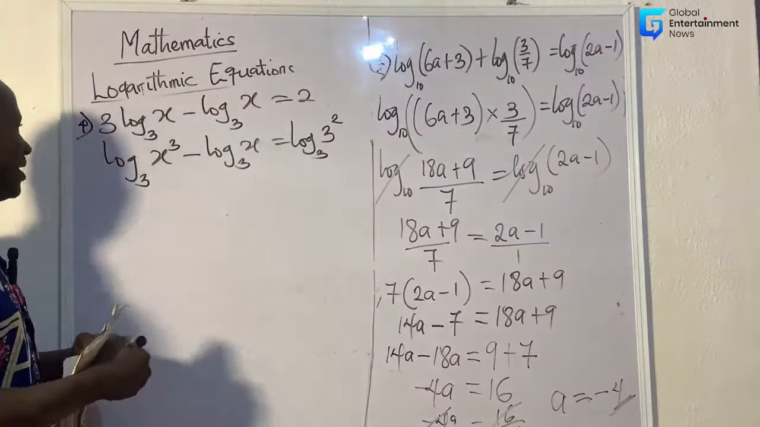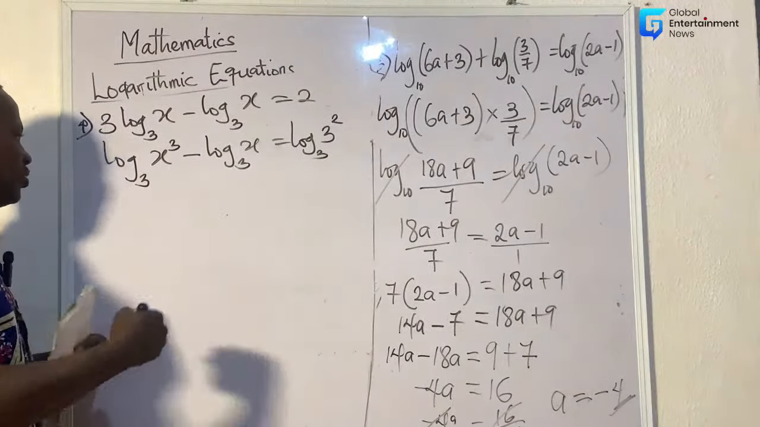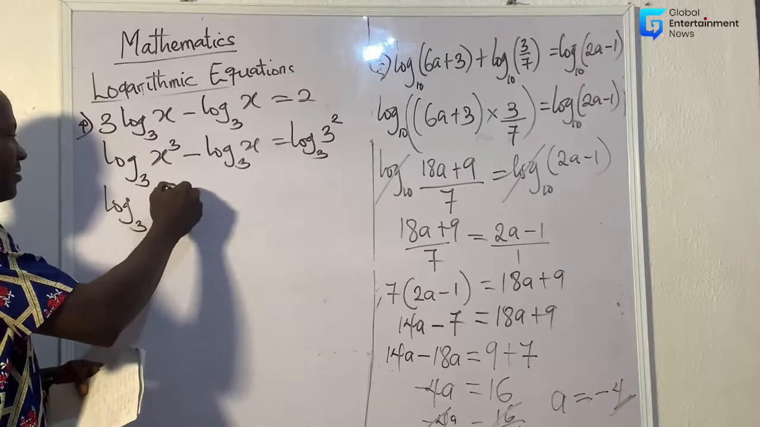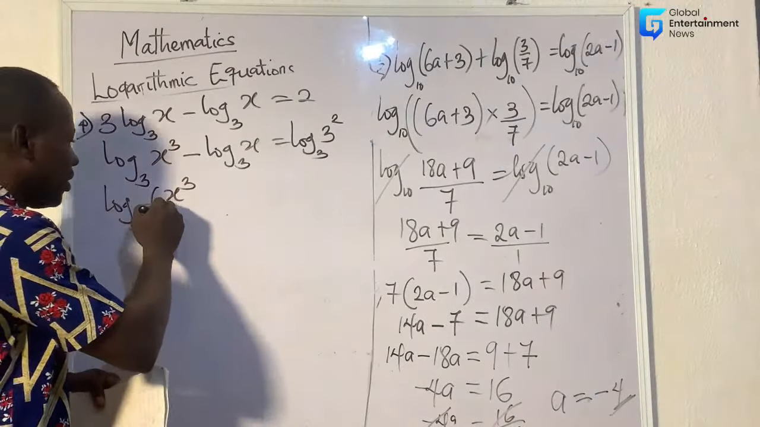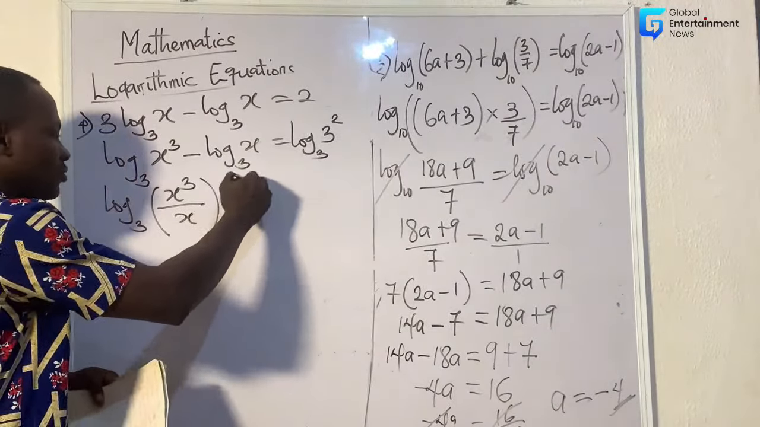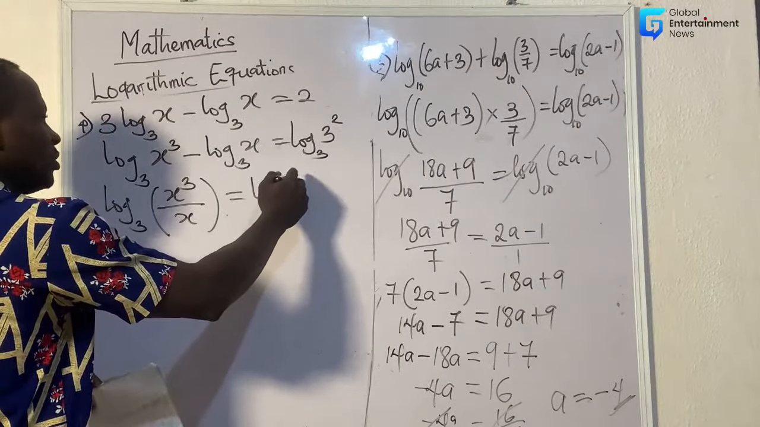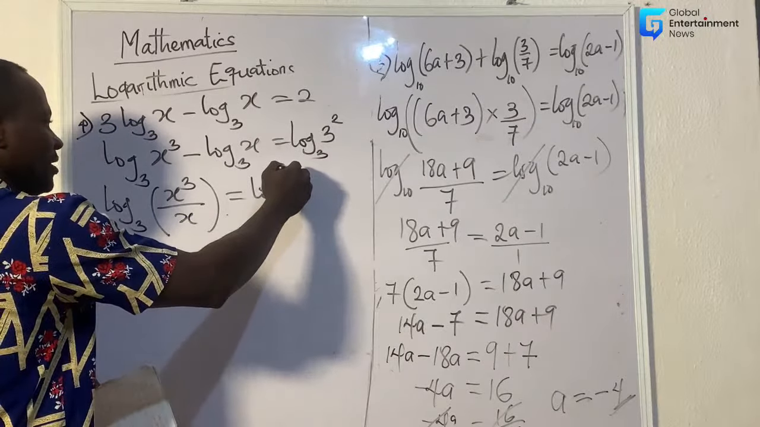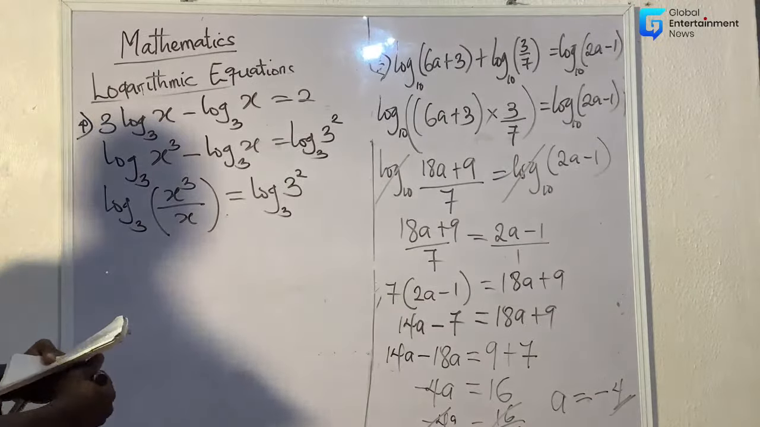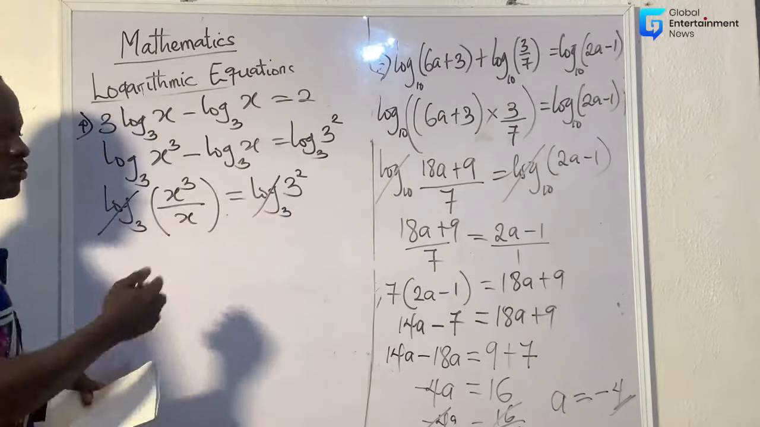So what do I get now? This is minus, and both of them are the same base. So you just say log to base 3, bracket open, x raised to power 3, because it's minus, it's going to be divided by x, is equal to log 3 raised to power 2, base 3. Now with this, the log to base 3, we cancel log to base 3.